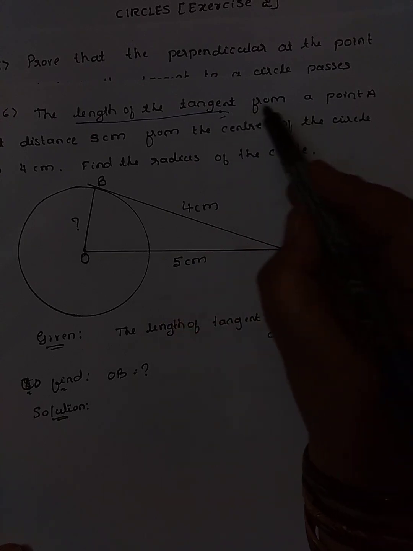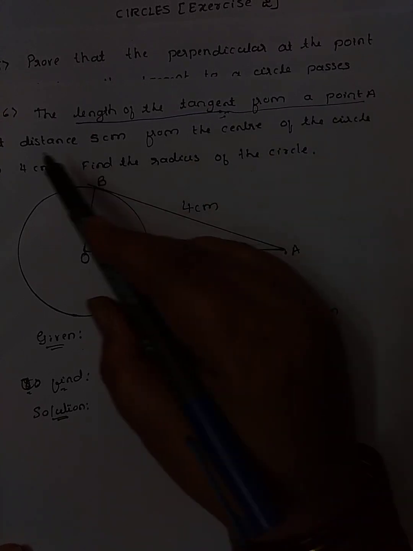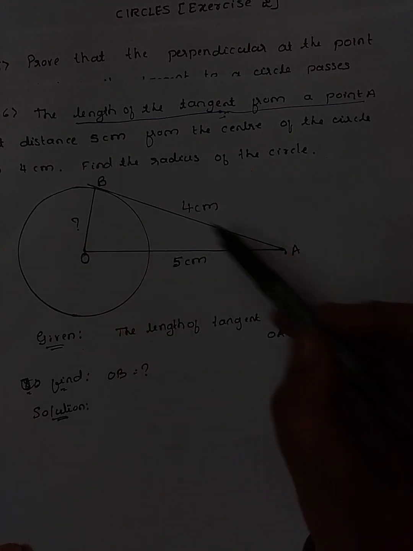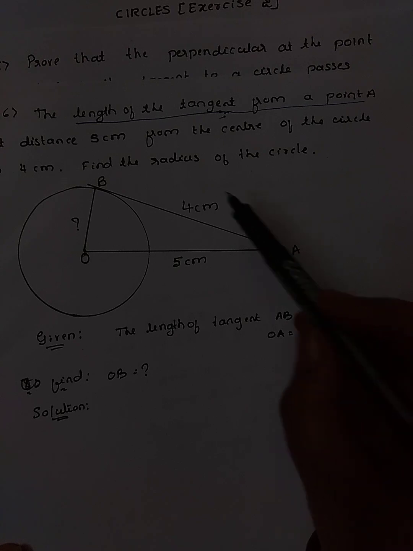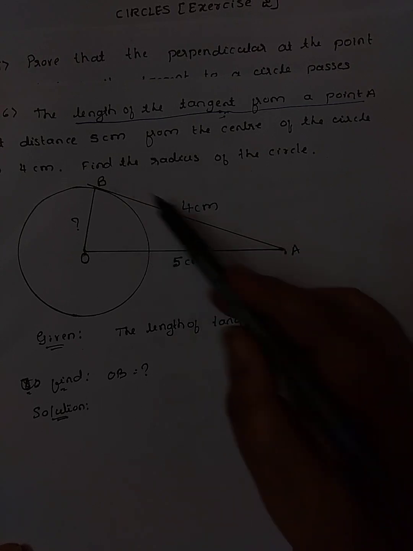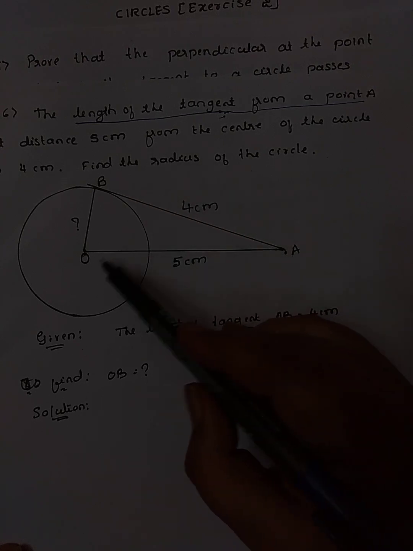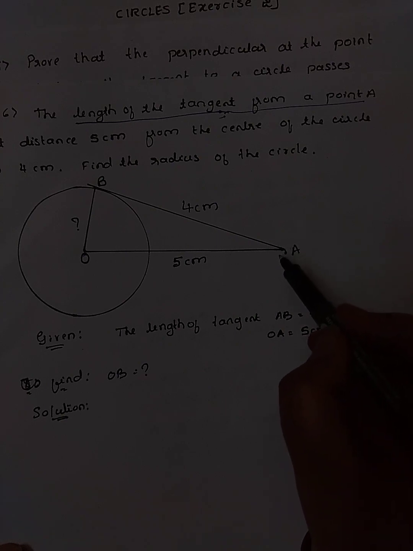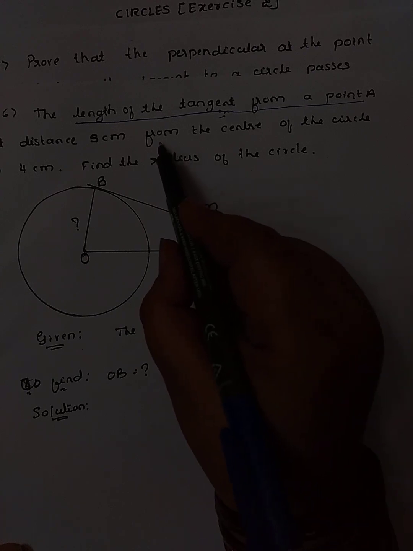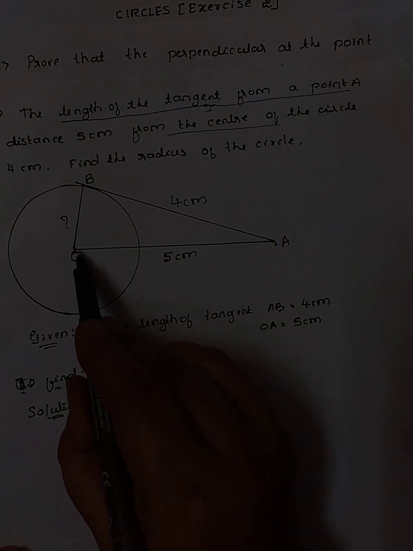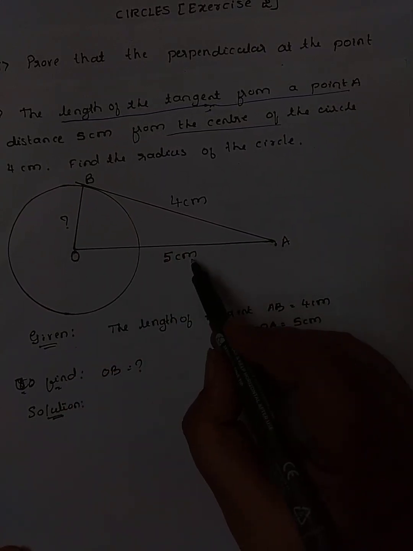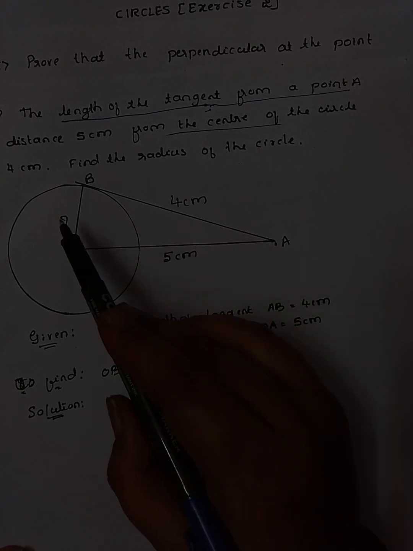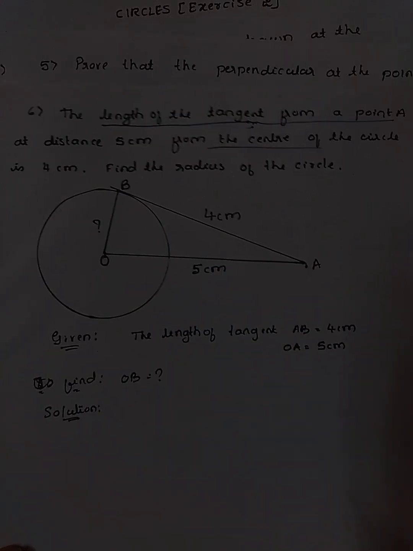From point A at a distance of 5 centimeters from the center. So this is not 5 centimeters for the tangent. What is the question? The length of the tangent from a point A at a distance of 5 centimeters. This point A is 5 centimeters from the center of the circle. From O, this A is 5 centimeters and the length of the tangent is 4 centimeters. Find the radius of the circle O.